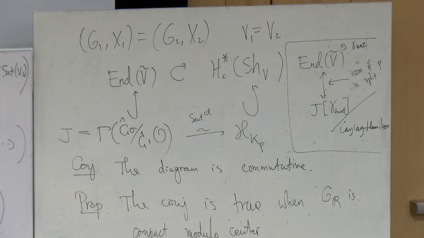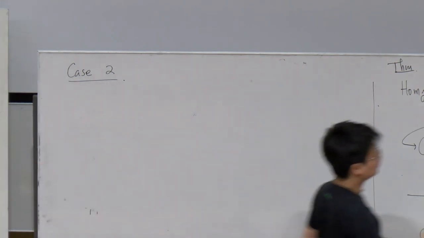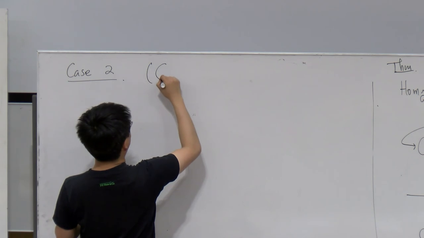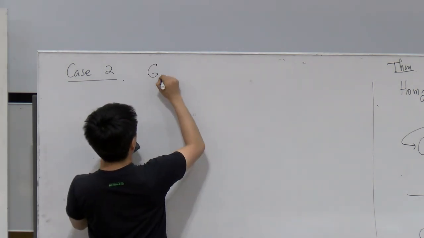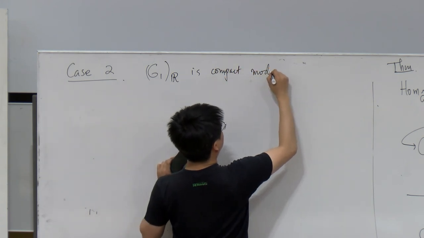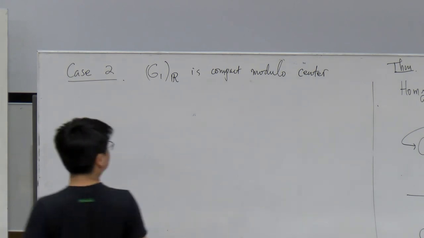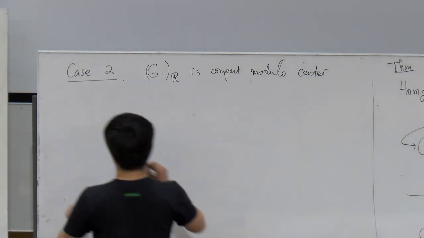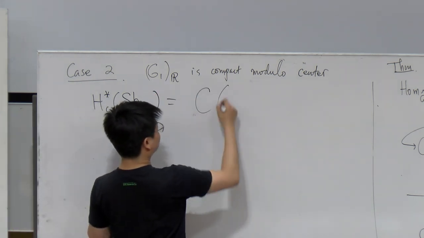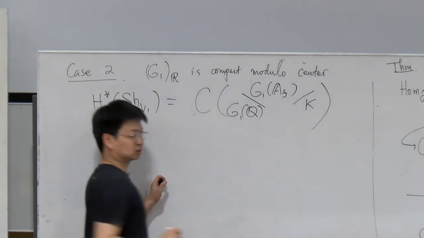So it's some interesting object. Another situation I would consider, case two, where this is case one, is when G1(R), the real points, is compact modulo center. So in this case, the corresponding Shimura variety is going to be a set, just what I mentioned at the very beginning. So I can rewrite this map as follows. The cohomology of the corresponding Shimura variety is now just the functions on this finite double coset, which is a finite set.